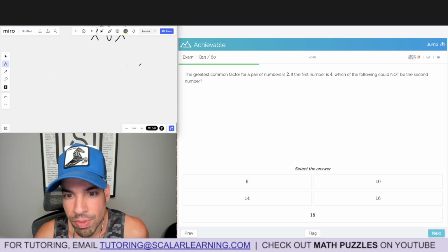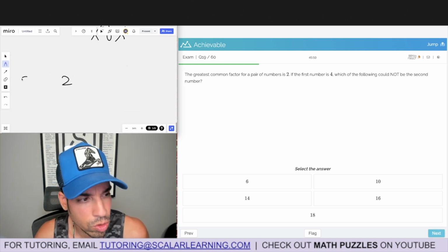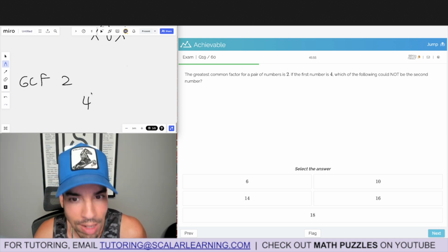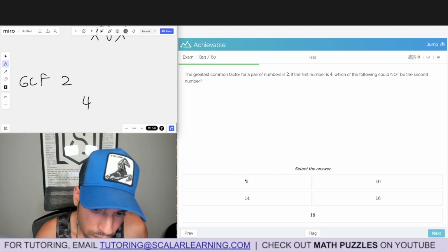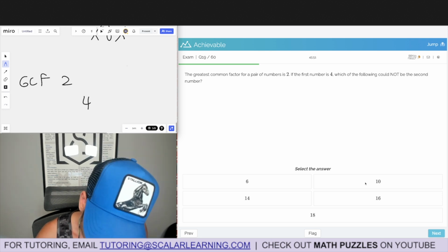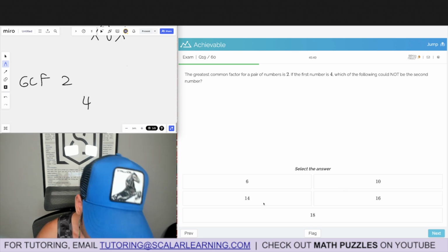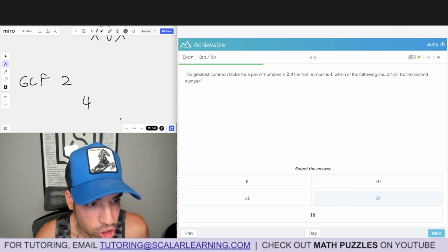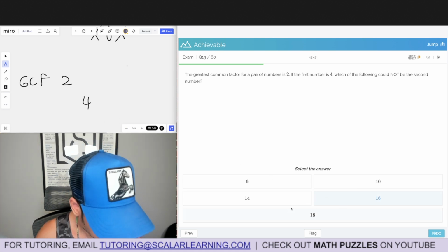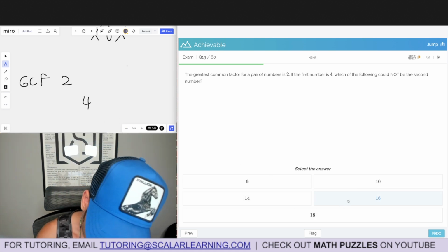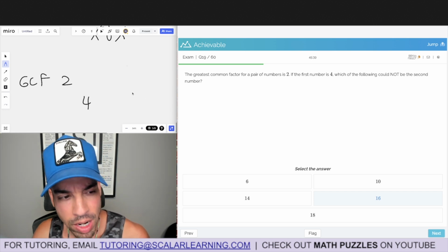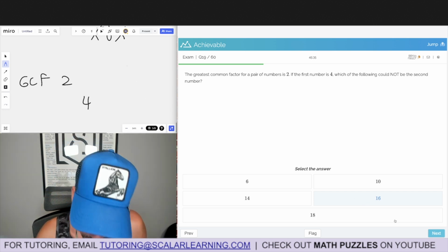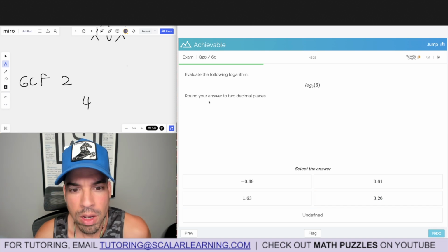The greatest common factor for a pair of numbers is 2. That's the GCF, it said. The first number is 4, which is fine. It could not be the second number. Okay. It could be 6. It could be 10. It could be 14. It cannot be 16. For 16, the GCF would be 4, and it could be 18. Yeah, because 16 and 4 have common factors of 2 as well as 4. So the greatest common factor would be 4. Okay, done.